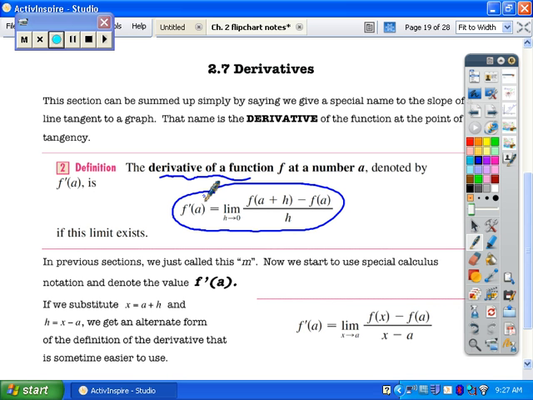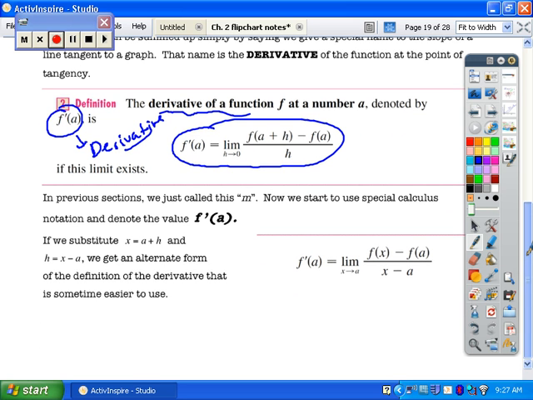So one of the ways we can define the derivative is we can say f prime at a. This means the derivative. This is one notation for the derivative of a function, where we just use the little apostrophe up there. It is found by taking the limit as h goes to 0 of f of a plus h minus f of a all over h. This is at a specific point.